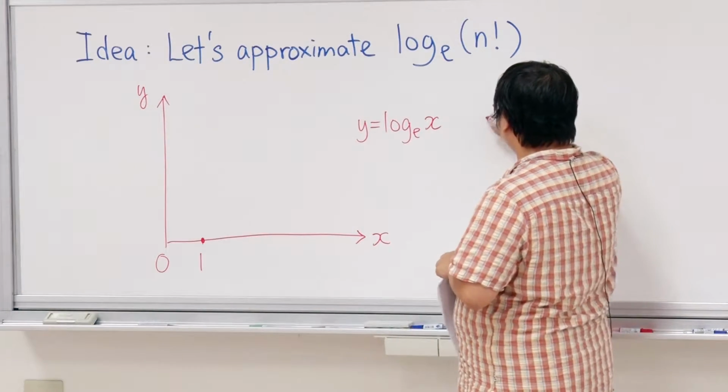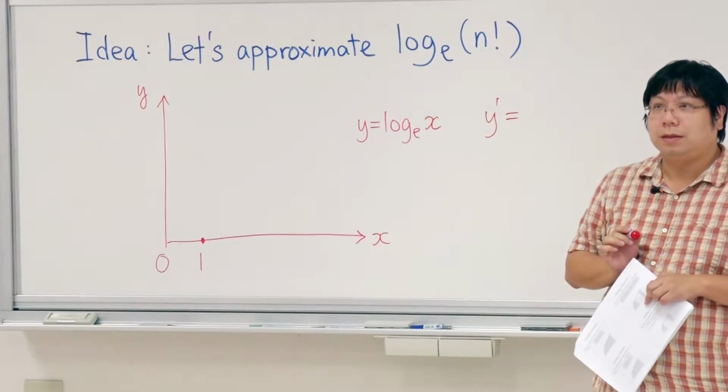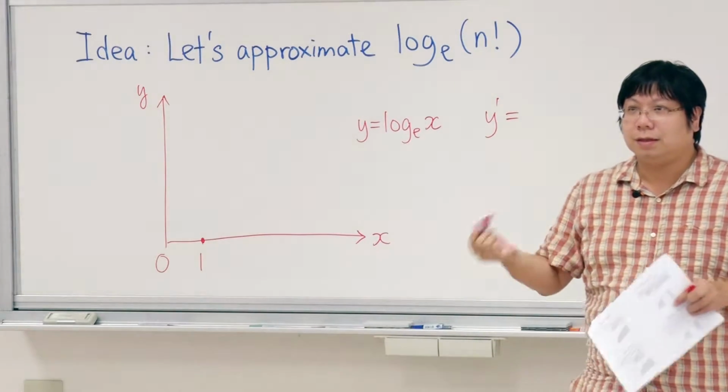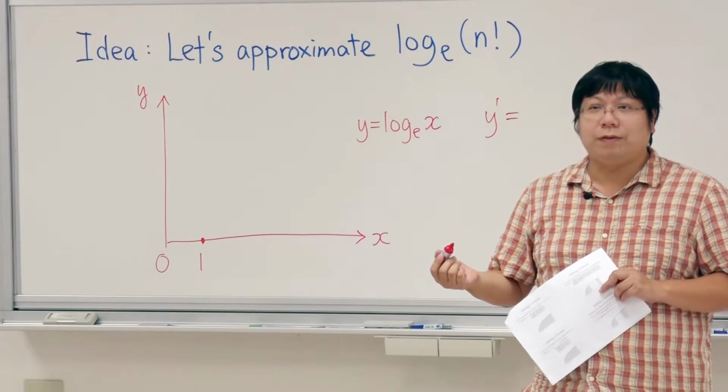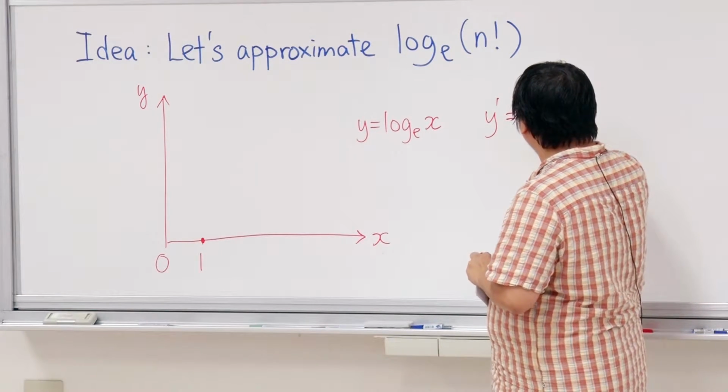So what is the slope? What is the value? What is the slope of this curve? What is it? So what is dy over dx? 1 over x, right? Okay. So the slope of the curve is 1 over x.